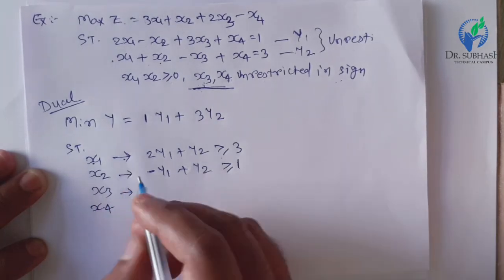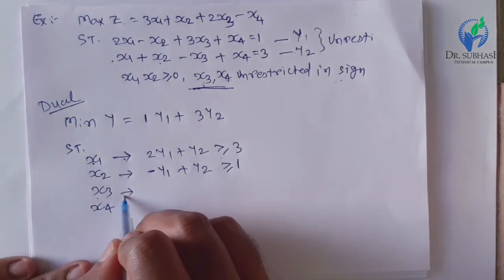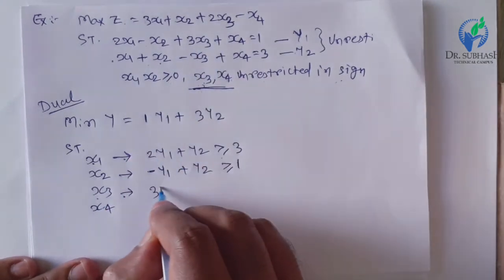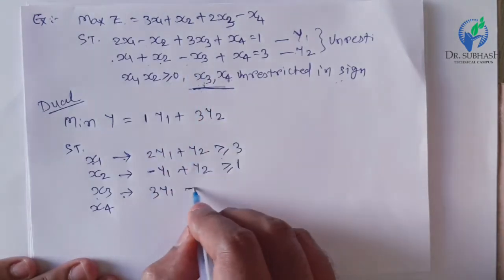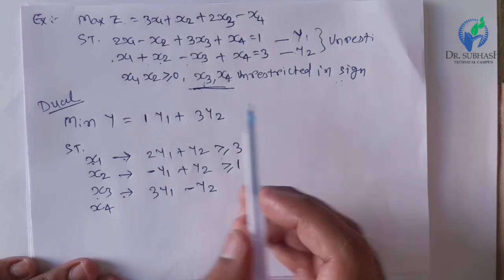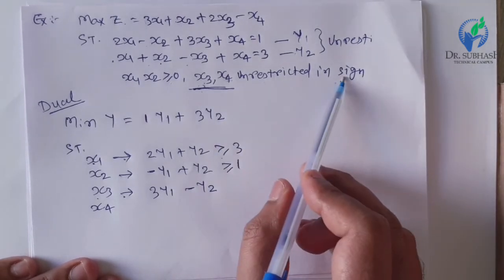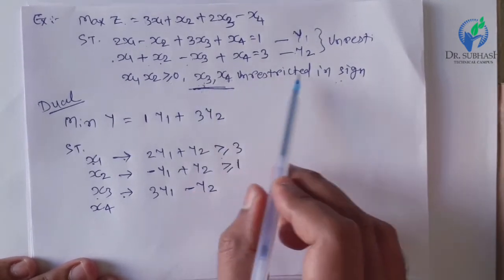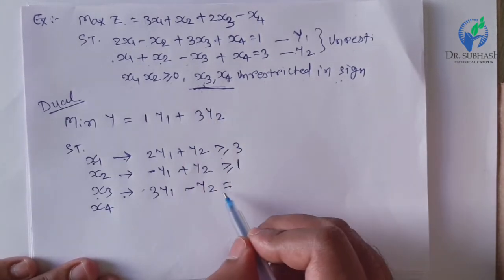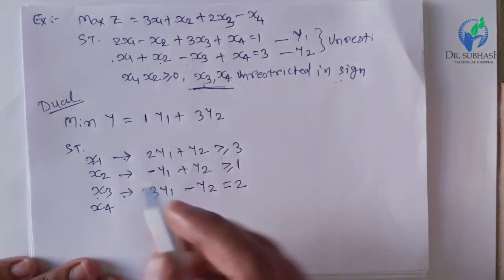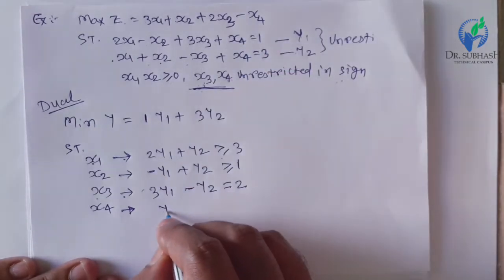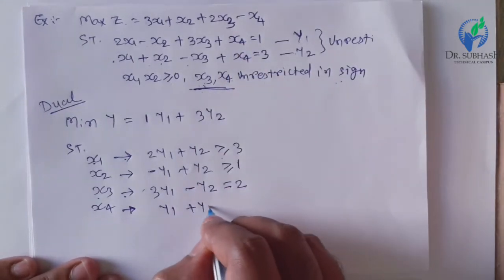Now for the constraint related to the variable x3, it would be 3y1 minus y2, but here x3 is unrestricted in sign. So when the variable is unrestricted in sign, the related constraint would be an equation. So here it will be an equal-to sign, equal to 2, and for x4 it will be y1 plus y2.